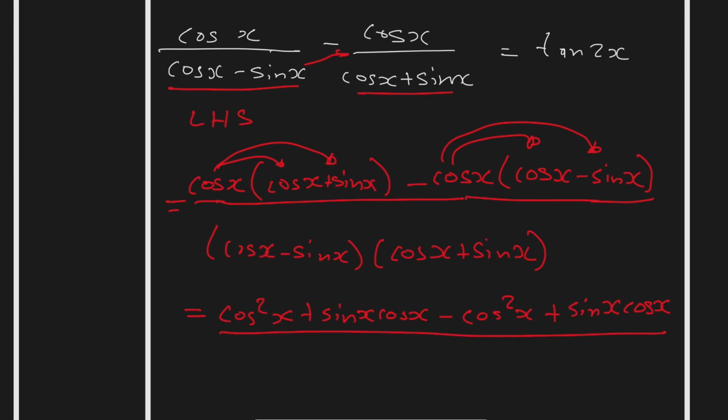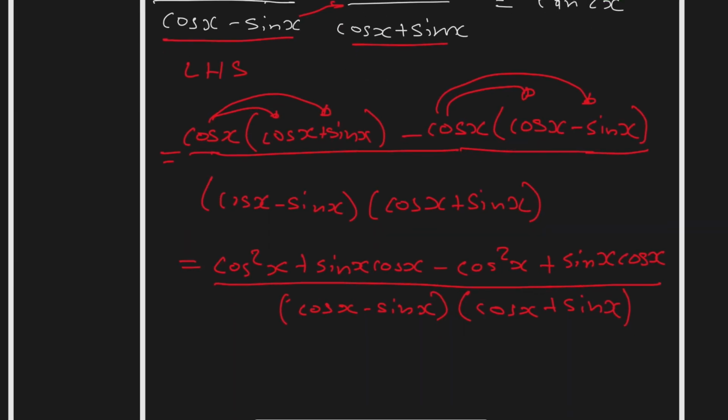At the bottom, we're just going to keep it as it is for now, to see if there is anything that we can factorize and cancel out. But if there is nothing, then we will simplify the bottom part. So in this case, at the bottom, we still have cos x minus sine x, then we have cos x plus sine x.